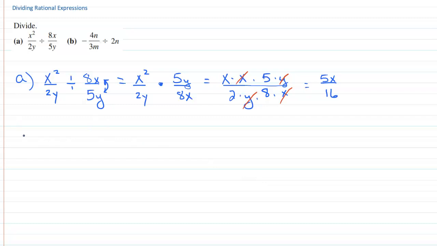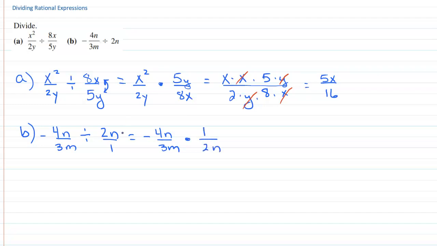All right, so the next one is negative 4n over 3m divided by 2n. So I'm going to say 2n over 1, because anytime you're working with fractions, multiplication, division, addition, it's just easier to put it over 1. All right, so I'm going to rewrite this as negative 4n over 3m. So that's still the same. And then I'm going to say times 1 over 2n. So I just took the reciprocal of this one.